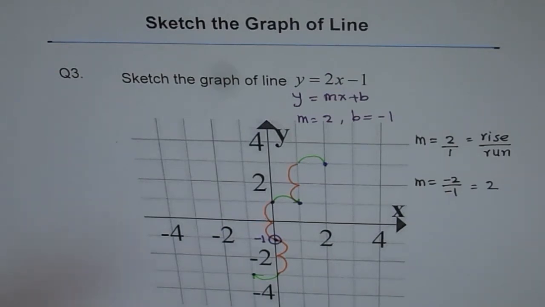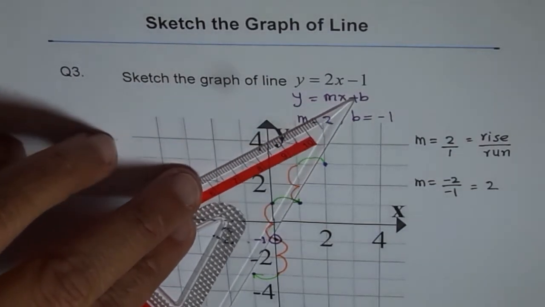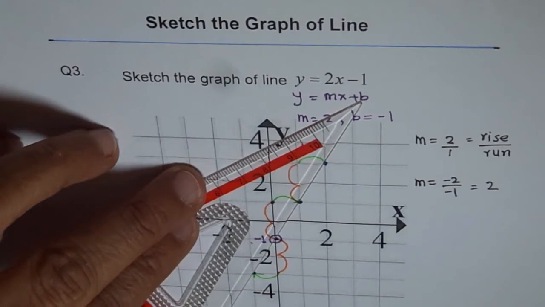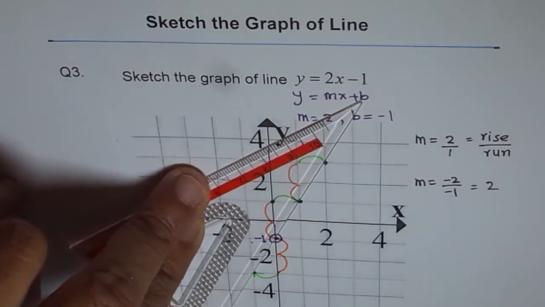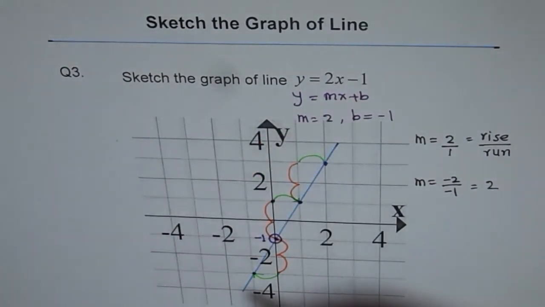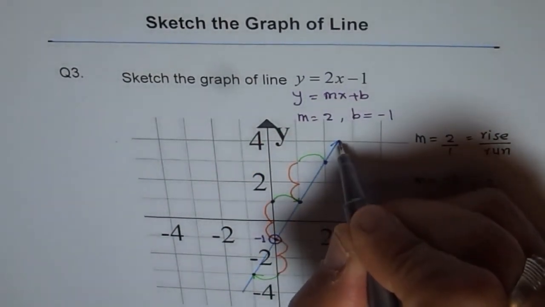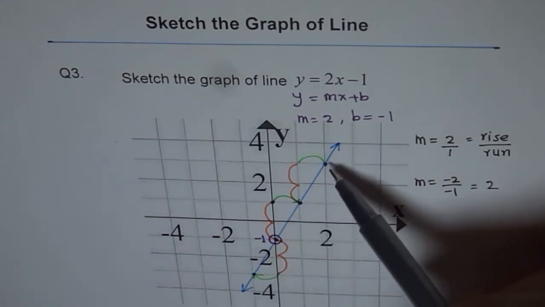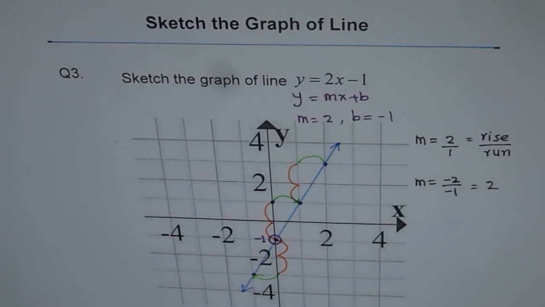And now we can join them with a straight line. This straight line will be the sketch, or the graph, of the given equation, correct? Now it's a good idea, once you draw a line, to draw arrows at the end of the line. It indicates that the line extends indefinitely in both directions, correct? And all these points in the middle have been joined with the line, showing that the line has an infinite number of points, correct?